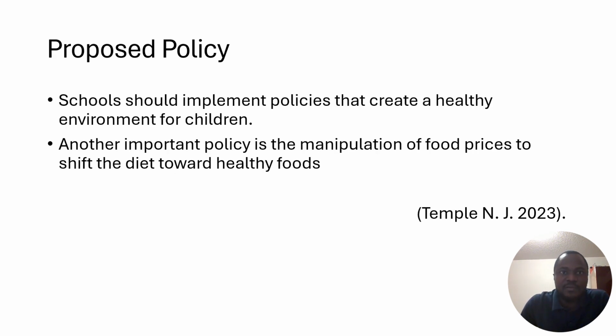Now the proposed policy. Two proposed policy recommendations would address the gaps in the existing policy to improve public health outcomes. Schools should implement policies that create a healthy environment for children. For example, they should adopt a policy that only foods of high nutritional quality are sold in vending machines or given to students within school meals. Another important policy is the manipulation of food prices to shift the diet towards healthy foods. This requires using subsidies to lower the price of healthy foods while adding a tax to less healthy foods to increase the price.